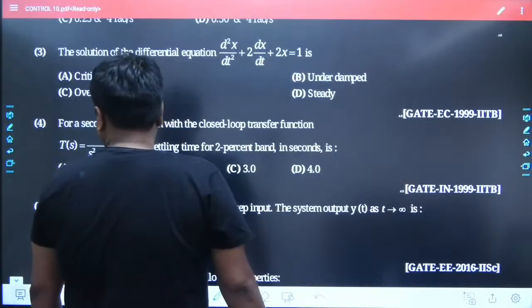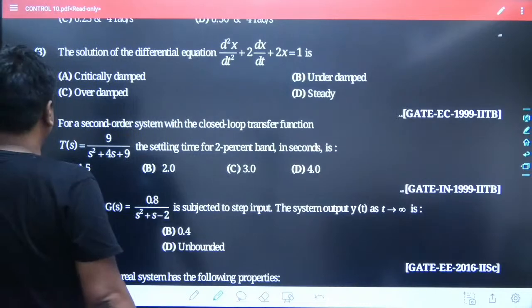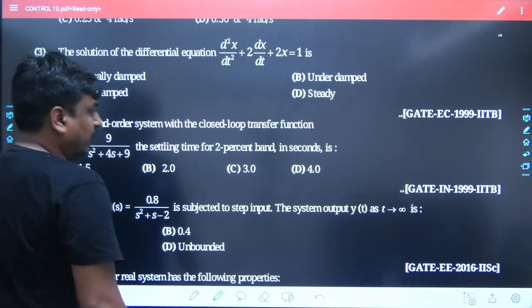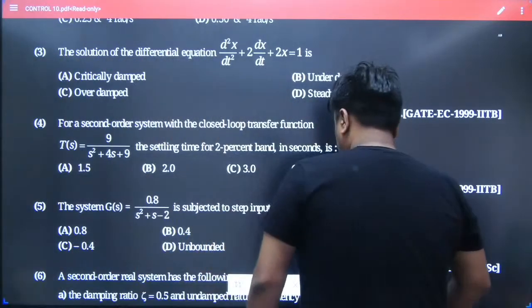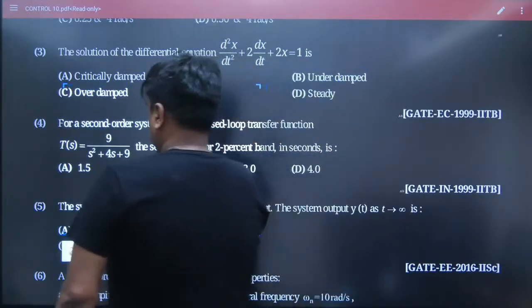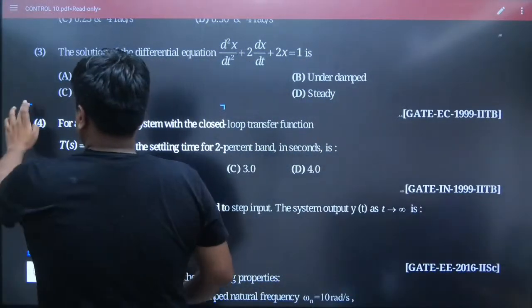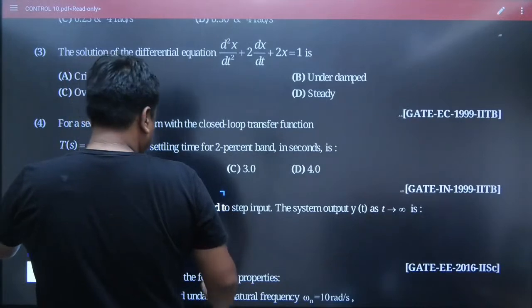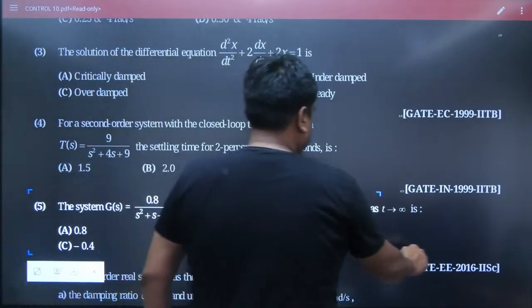Okay. In the same sequence, let me move forward and take question number 5. So here comes question number 5. Read this problem carefully and tell me what would be the best answer for this given problem.